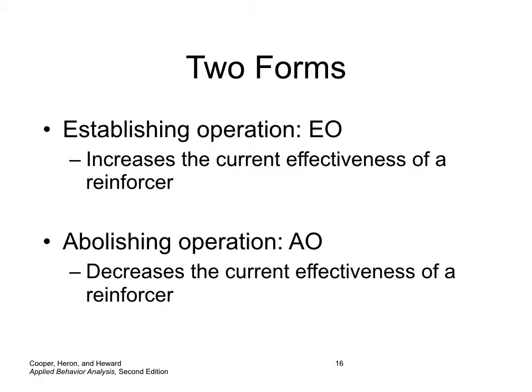The second form is A O. An M O that decreases the current effectiveness of a reinforcer is an abolishing operation, A O. So when you are full, you don't want to have food anymore, right?